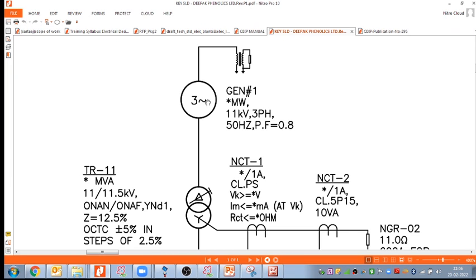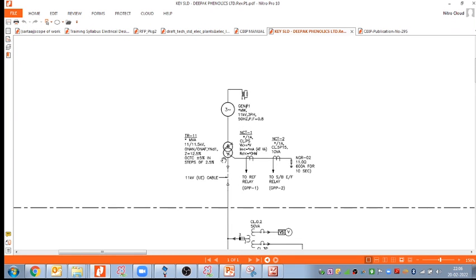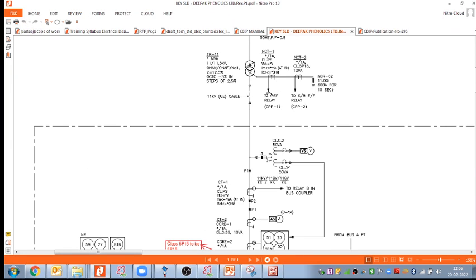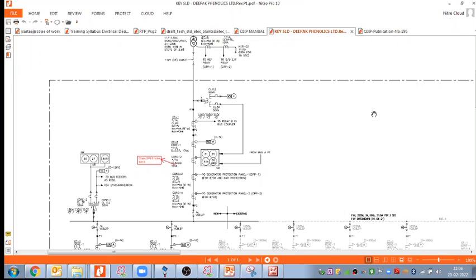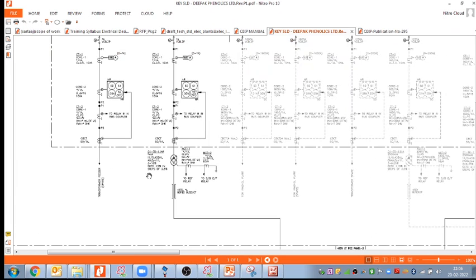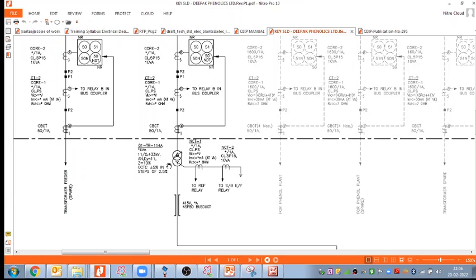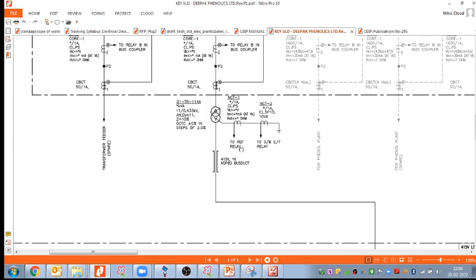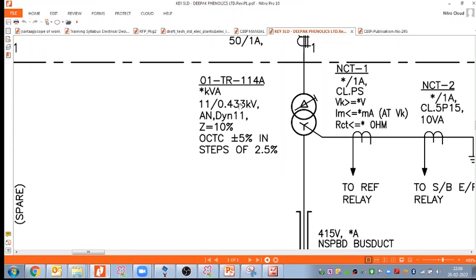Here we have the generator generating at 11 kilovolts, then we are feeding the generator transformer. This 11 kilovolts we take and feed to the 11 kilovolt panel here, and then we take this 11 kilovolts again and feed one distribution transformer for the lower distribution to the industry. You see here 11 by 433 kilovolts, delta star, and this rating was around 3000 kVA that we have taken.